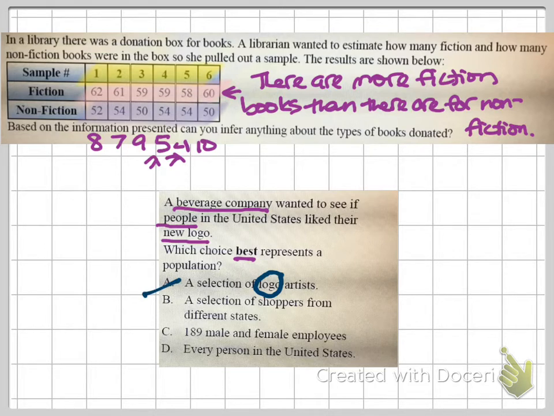If you look at a selection of shoppers from different states, that could work. So we're going to leave that alone for now. If you look at 189 male and female employees, employees means you work there. That's not going to be exactly fair. And then every person in the United States. Well, that could be, except does every person in the United States drink this beverage? With that information, B would be your best answer.